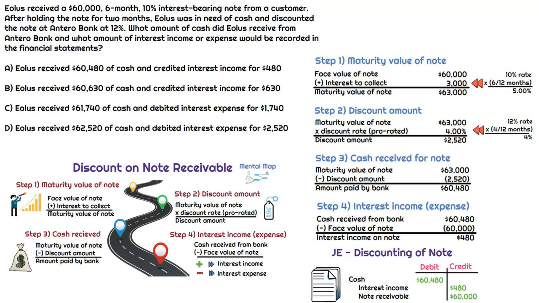So when we go back to what the question's asking, it's asking the amount of cash that Ellis received from Antero Bank and what amount of interest income or expense would be recorded in the financial statements. All right, so we know the amount of cash was $60,480, and they would have credited interest income for $480, right? So that's going to be the correct answer here. So anytime you see a question about discounting a note, think about that mental map, the 4 steps, and the journal entry, and you'll be able to nail any question the exam throws at you.